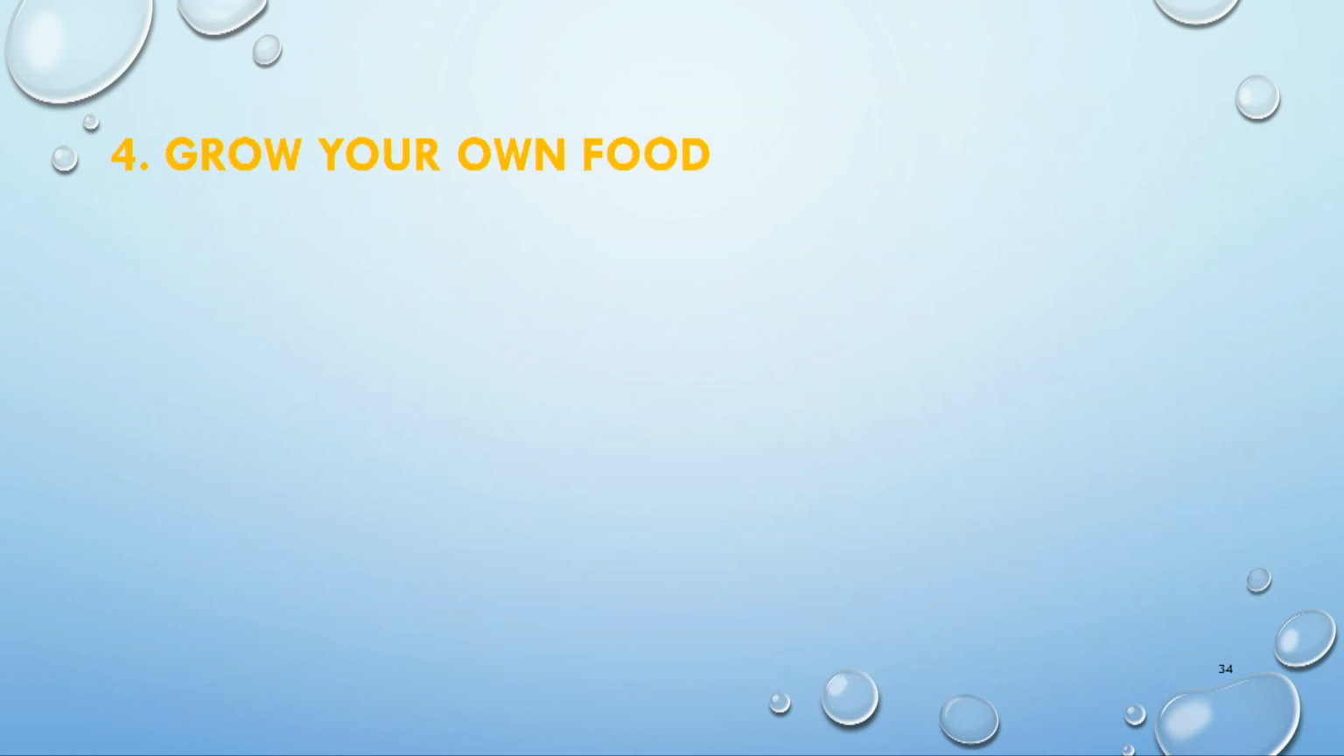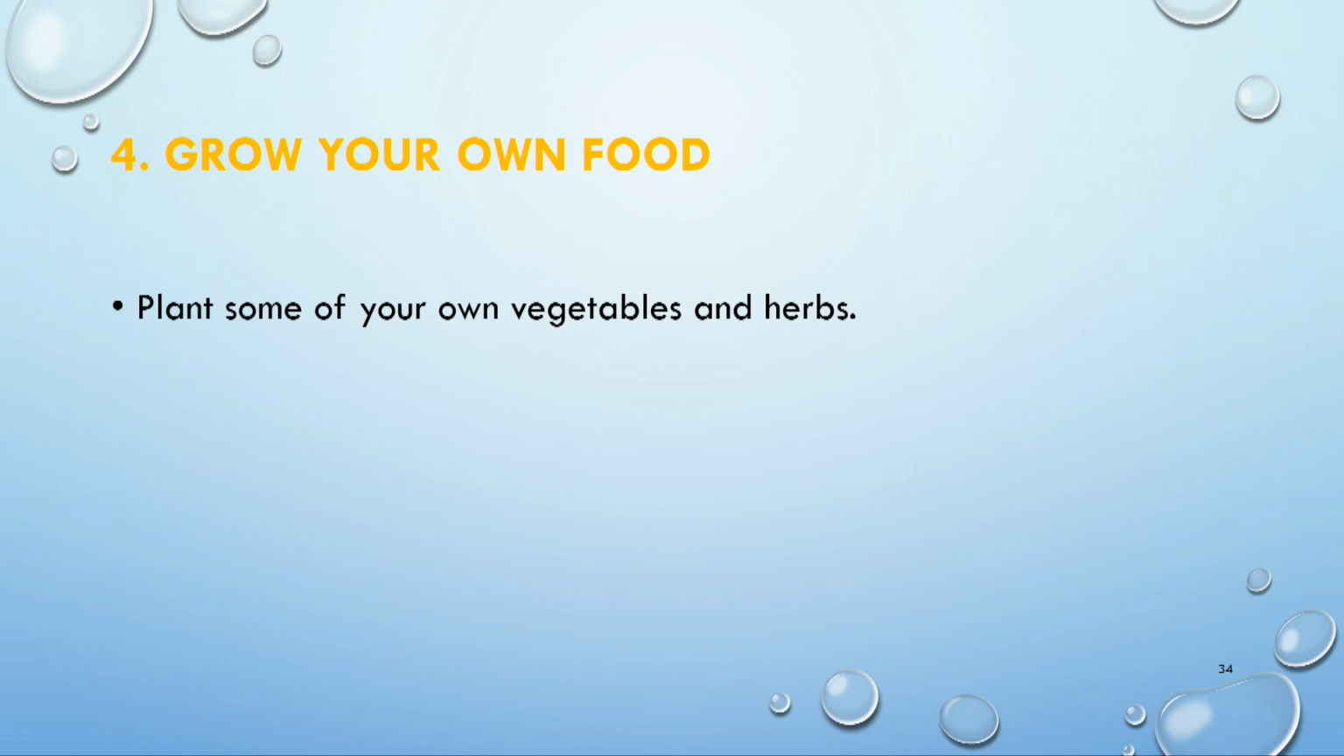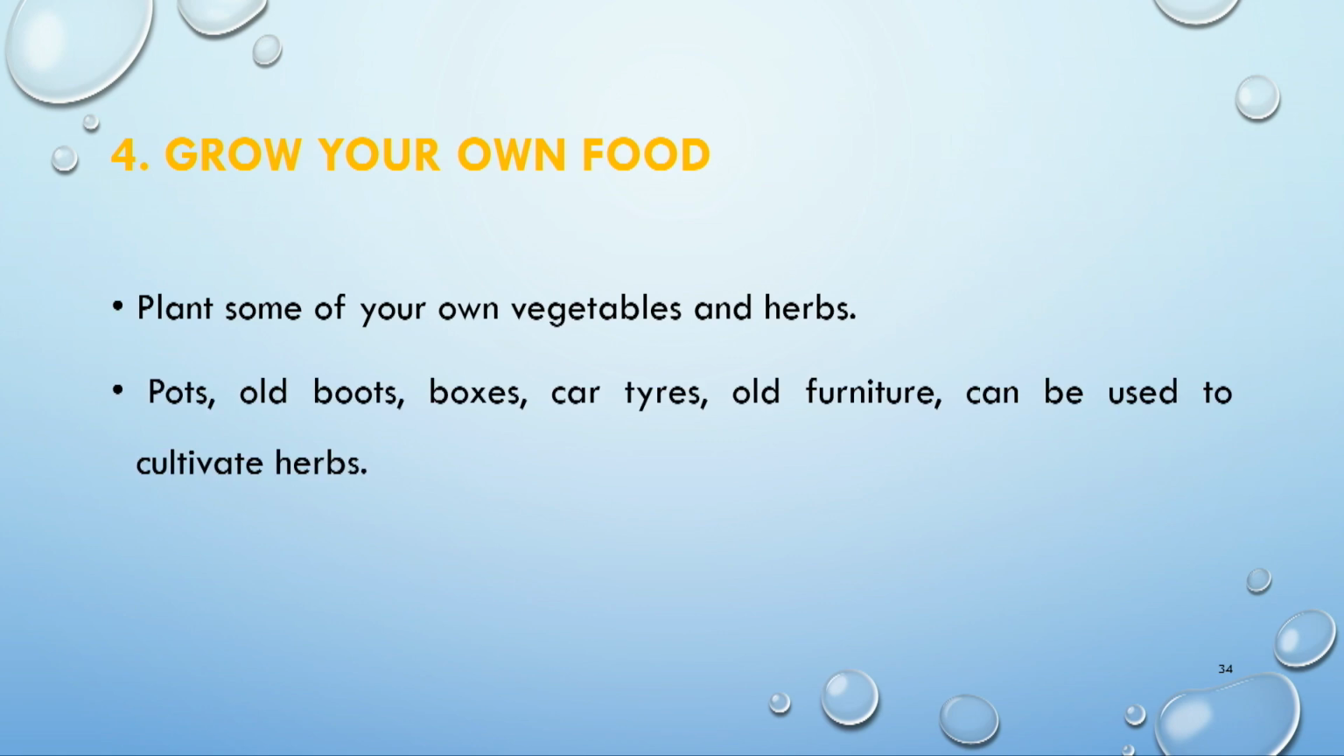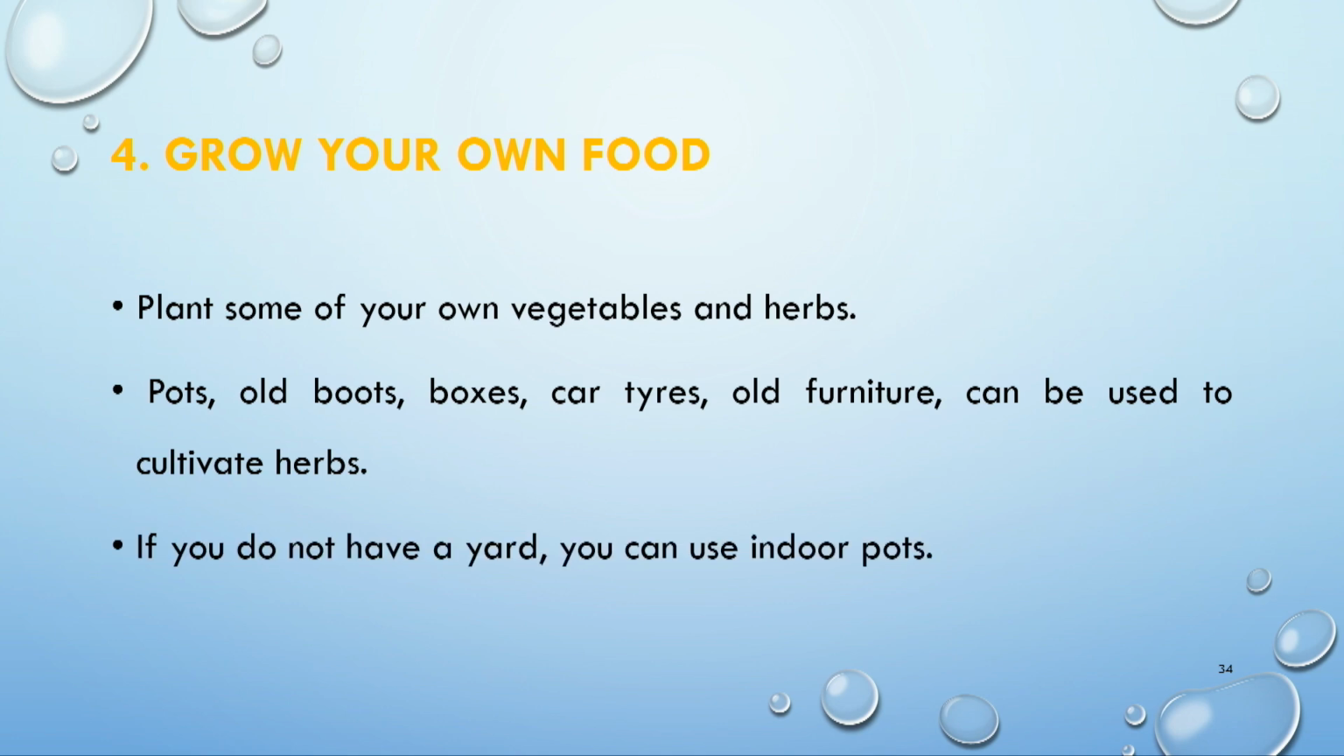Growing your own food. Plant some of your own vegetables and herbs. Pots, old boots, boxes, car tires, old furniture can be used to cultivate herbs. If you do not have a yard, you can use indoor pots.